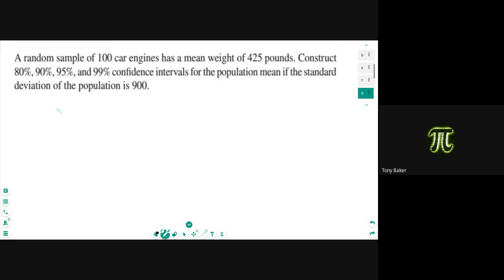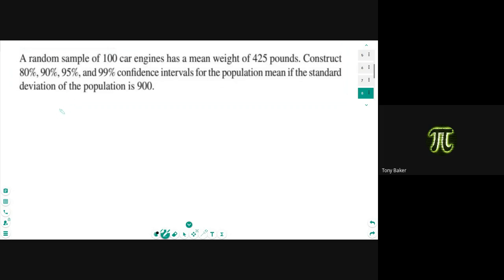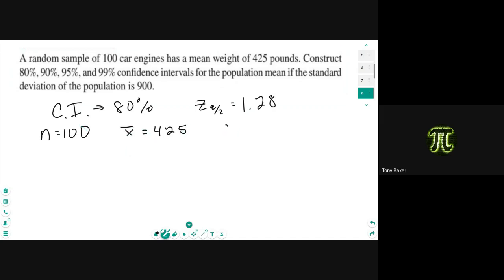So my confidence interval is 80%. On your table, which was the Z for 80%? Yeah, 1.28. Everybody able to find that in the little table you wrote down? My N is 100, my X bar is 425, and my standard deviation is 900. All that's given to you in the problem.